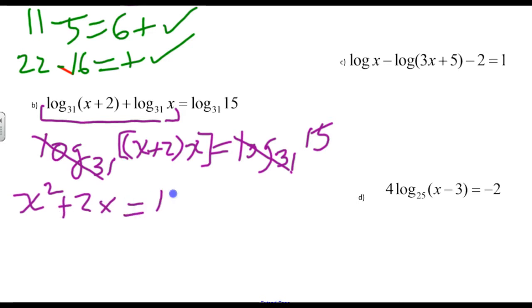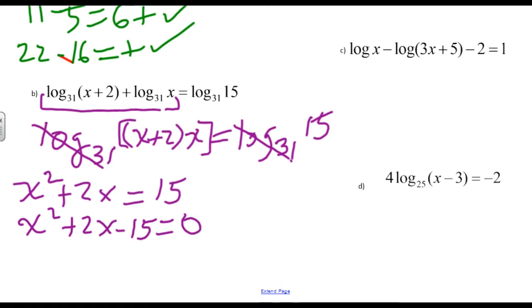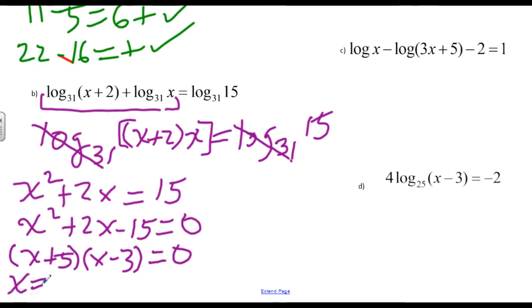Solving for x, because this is quadratic, I need to start with a 0 on one of the sides, so I subtract the 15 across and get x squared plus 2x minus 15 equals 0. This quadratic is factorable, so I factor it into x plus 5 and x minus 3. Solving for 0 from here, I get x equals negative 5 and x equals 3.